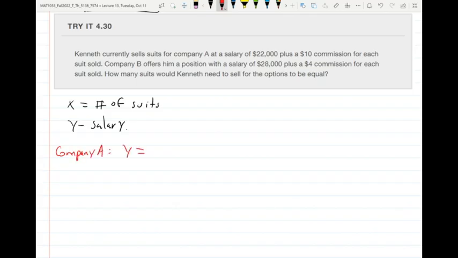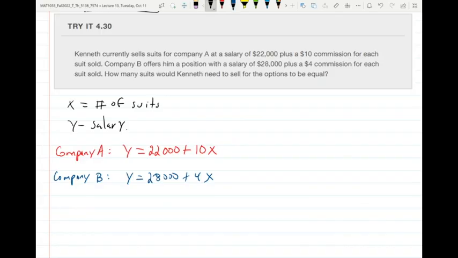A. Okay, what equation does company A give us for the salary? 22,000 plus 10x. Everybody okay with this? That's company A. Now, what does company B say? 28,000 plus 4x. So company B tells us 28,000 plus 4x. All right, and now we just have to solve the system.